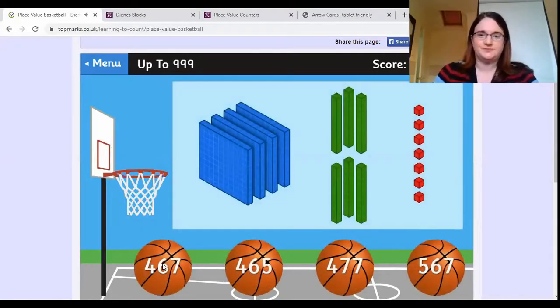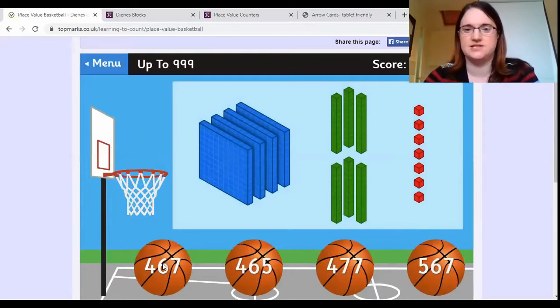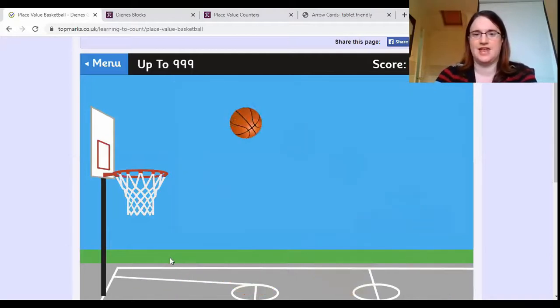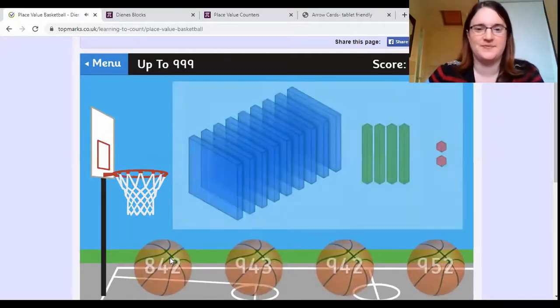Right, let's have another go. Which one are we going? Which one's going in this time? Have a look. Count the hundreds, count the tens, count the ones. Which is the right one? Did you get it? Well done if you got it.